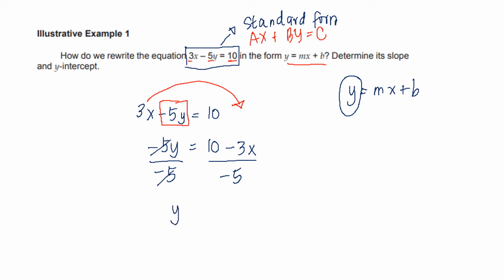We will have y is equal to 10 minus 3x over negative 5. But still, it doesn't look the same, right? So we still need to simplify this further. So we can express this as y is equal to 10 divided by negative 5 minus 3x divided by negative 5. But that is just the same.